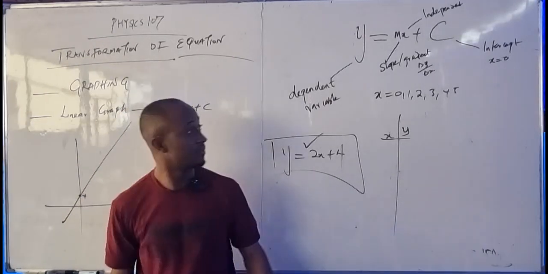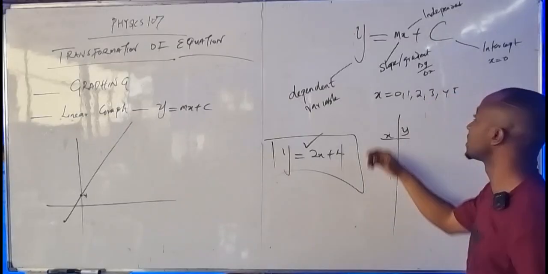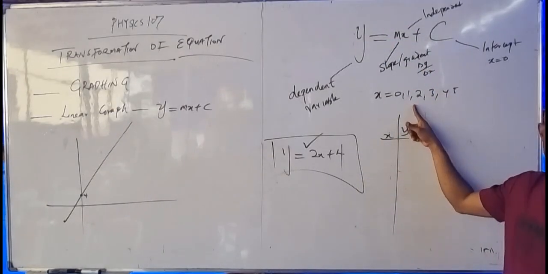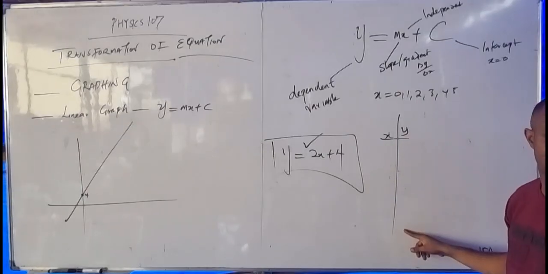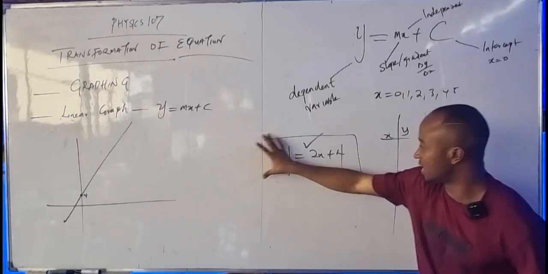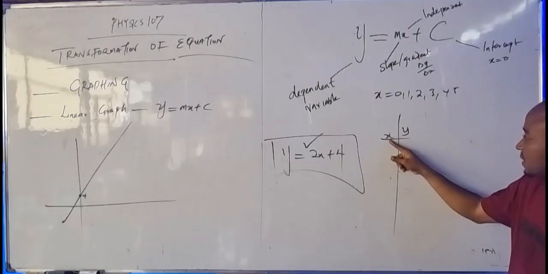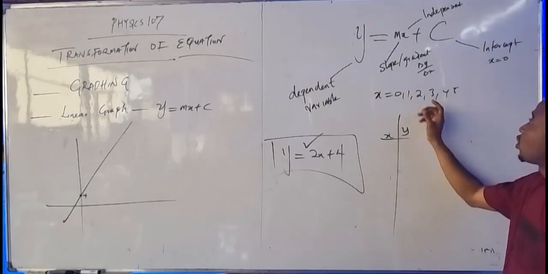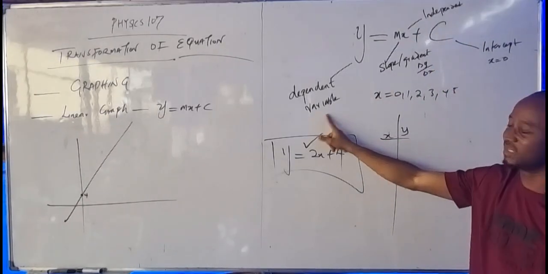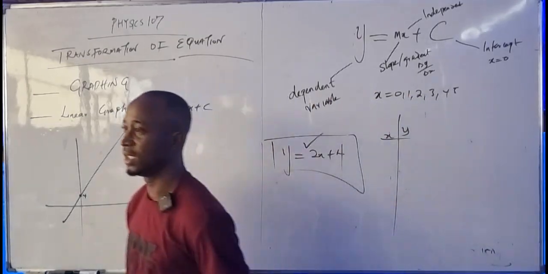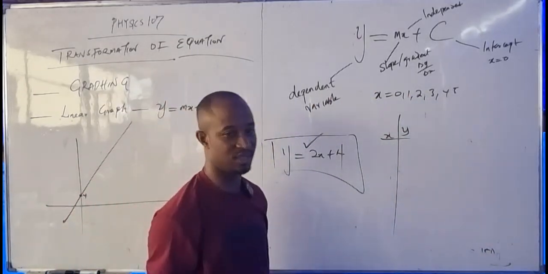Now, y is called dependent because the value of y depends on x. Meaning without x, I can't generate y. The equation has been given and x has been given. To find y, I have to substitute x. So x becomes the independent variable and y the dependent variable, for all linear equations, even for all quadratic equations.